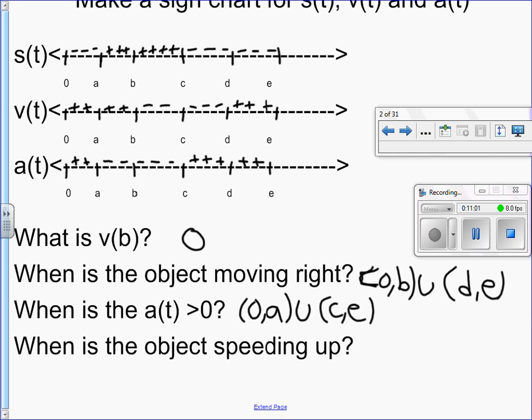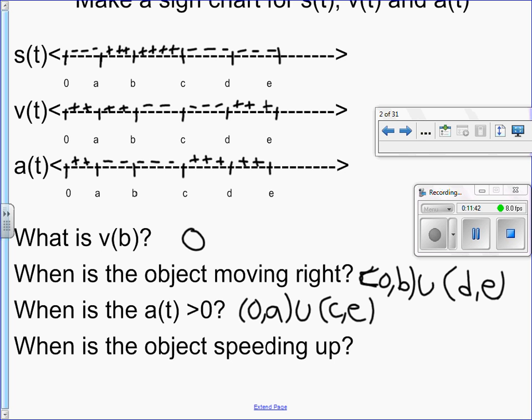But if they say where is it speeding up, that's different. It's not just where acceleration is positive. The speed increasing is different than the velocity increasing. Does anyone remember from yesterday what conditions have to be met for it to be speeding up? Riley, what do you think? They both have to be, velocity and acceleration have the same sign. So they're either both positive or they're both negative.